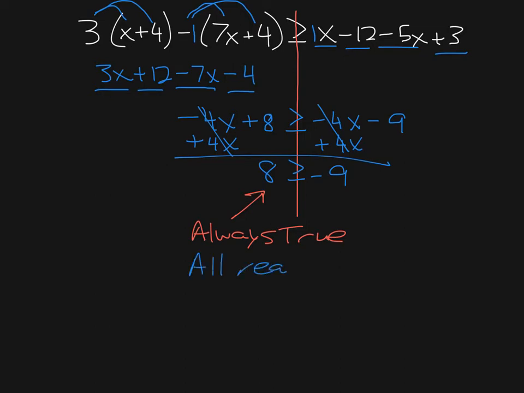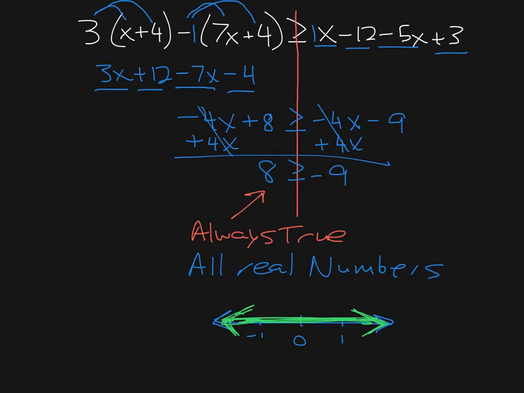All real numbers. Now, if we wanted to show that on the number line, what does it look like when all real numbers are a solution? We have a number line. We have 0. I'm going to put negative 1 here. I'm going to put positive 1 here. If all real numbers are solutions, that means every single number on the number line is shaded in, going forever in both directions. Okay? All real numbers make this inequality true.